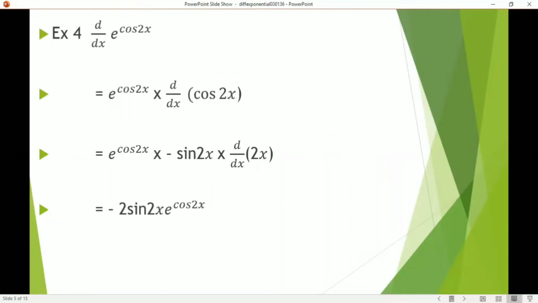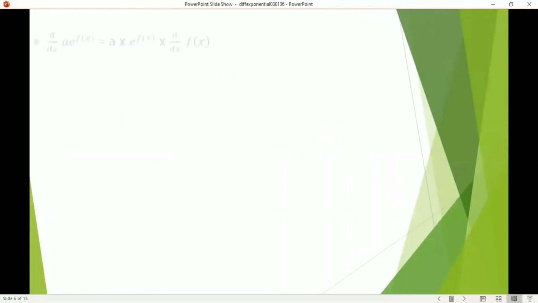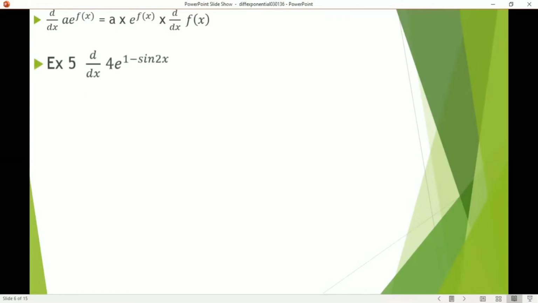So the fifth example, derivative of a e to the power of f(x), that is you have a constant in front of the function e. The answer is a multiplied by e to the power of f(x) multiplied by the derivative of f(x). So it's no big deal if you have a constant in front of the function, that is 4 e to the power of 1 minus sine 2x.